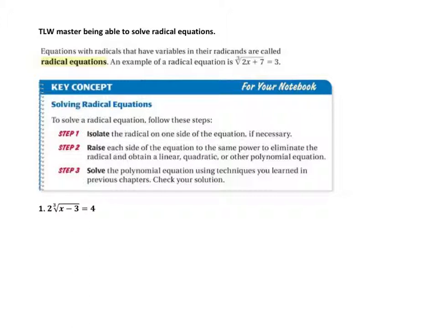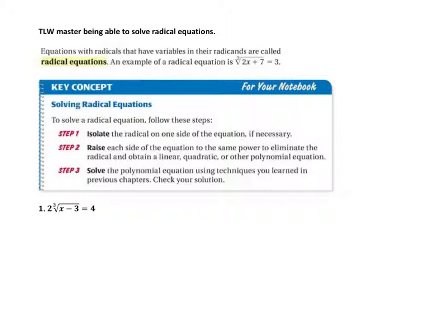So here are our steps. Step 1, isolate the radical on one side of the equation if necessary. Step 2, raise each side of the equation to the same power to eliminate the radical and obtain a linear, quadratic, or other polynomial equation. Step 3, solve the polynomial equation. Use techniques you learned in previous chapters. Step 4, check your solution.